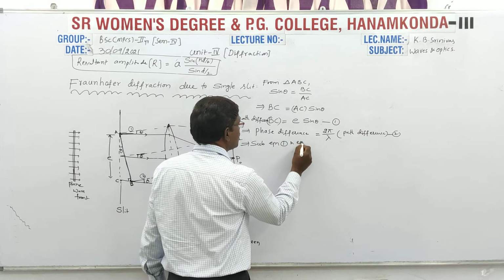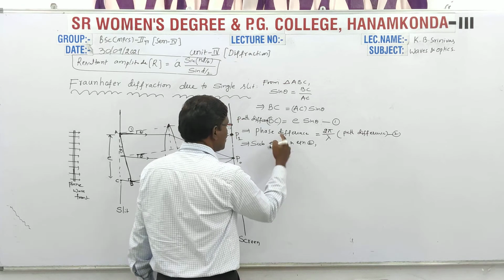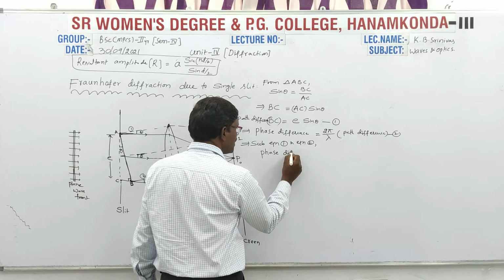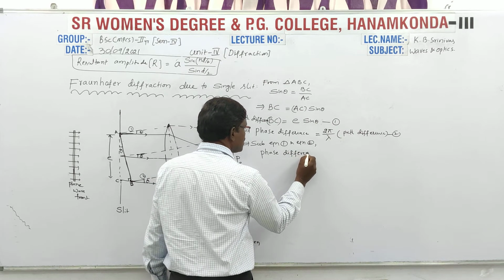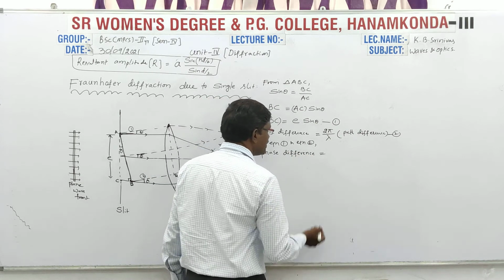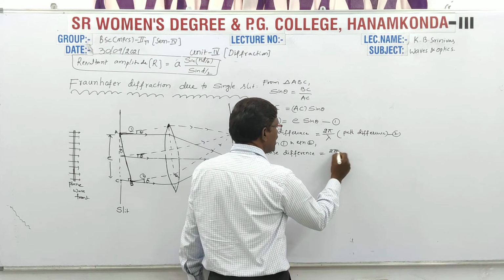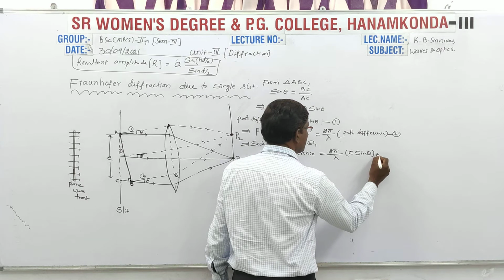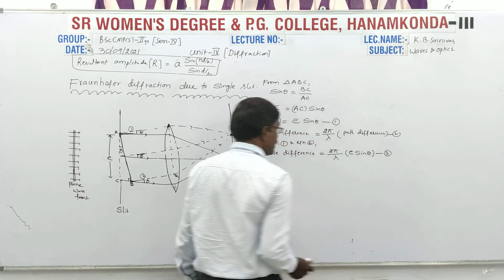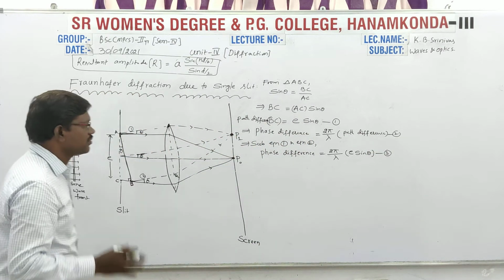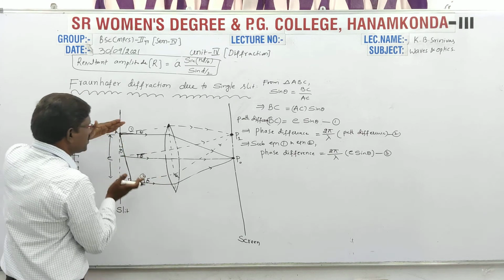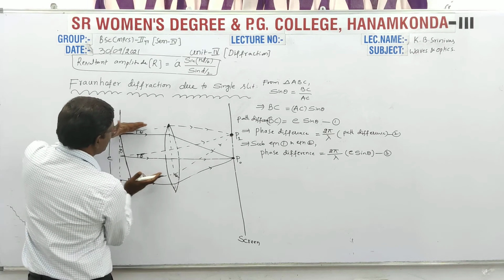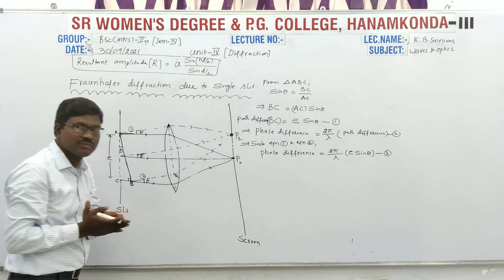Substitute equation 1 in equation 2. So you can calculate the phase difference between the 2 rays coming from A and C. So the phase difference between the 2 rays is equal to 2 pi by lambda into e sin theta. Let this be equation number 3. What is our aim? Our aim is to calculate the resultant intensity at P1 due to these diffracted rays.